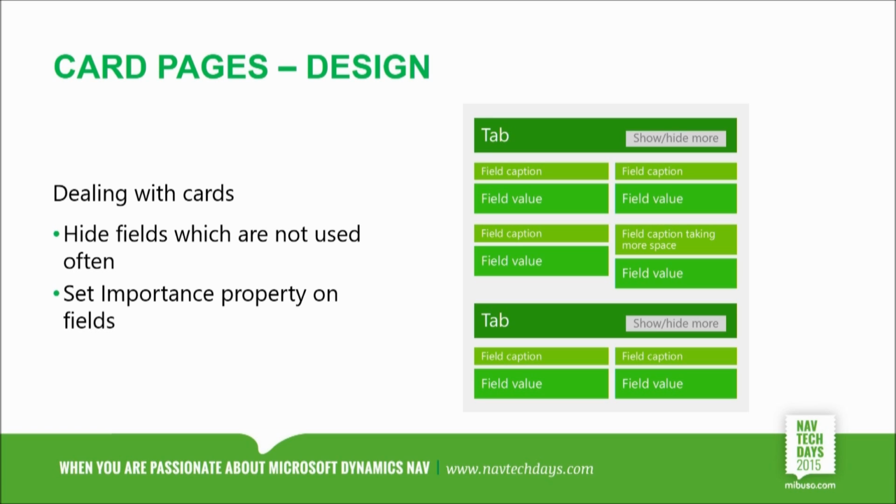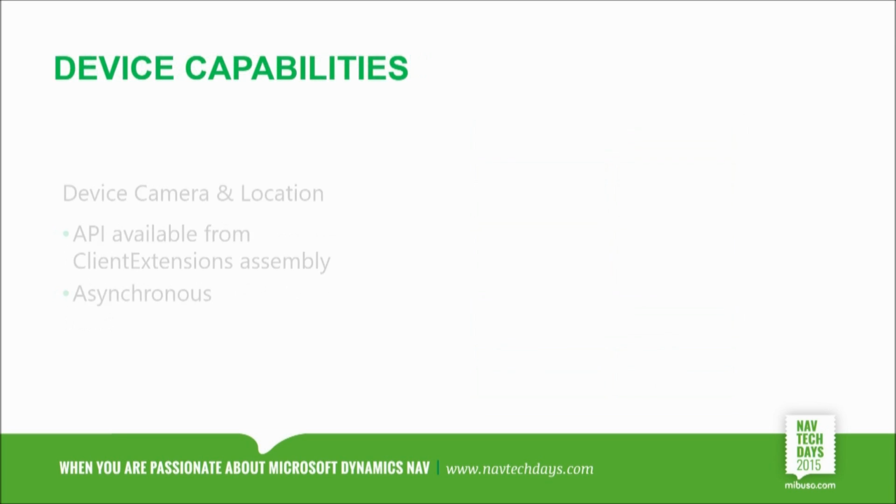So we suggest that you use the importance property on the fields that Andrea actually talked about in the FastTabs. If you set it on important, then on promoted, then it will show on the summary. If you set it on additional, then we will take it away from the FastTabs. Yeah, so that's about the card pages.